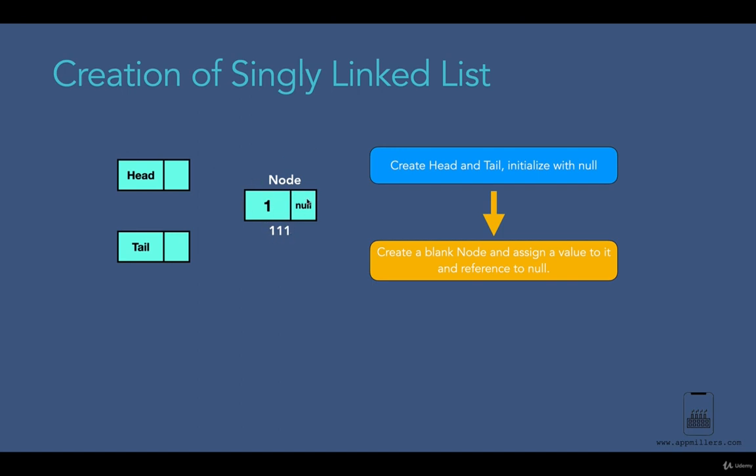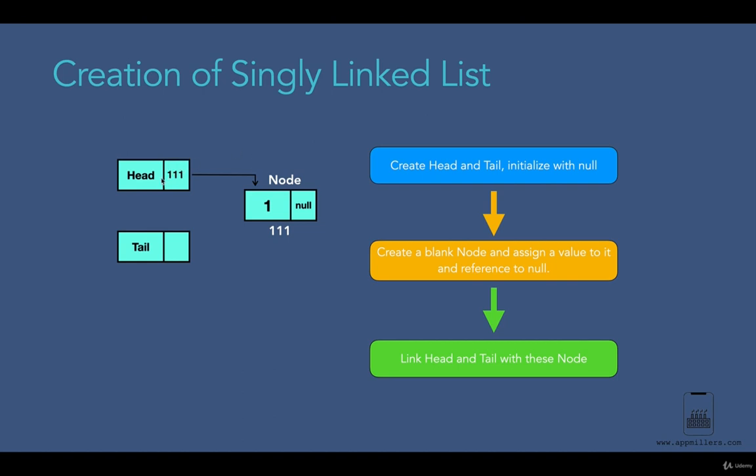As you see, in the second step we are creating a blank node and assigning a value to it, and the next reference of this node is always set to null because in this case we don't have any other node in our linked list. Then we continue to the next step. In the next step we are going to reference head to this node and tail to this node. Because in this case we have only one node in our linked list, updating the reference of head to 111 is going to reference this node.